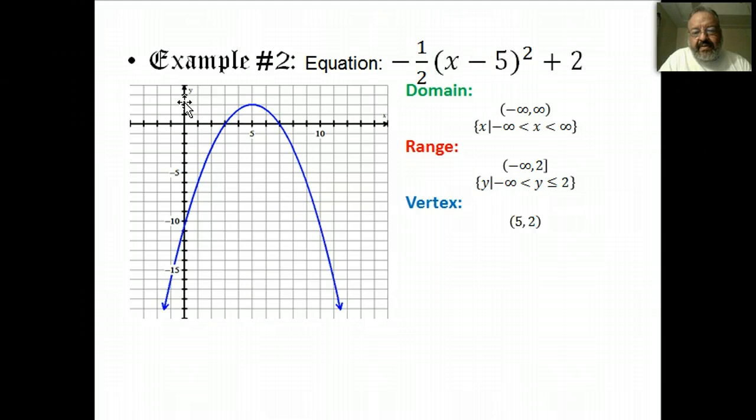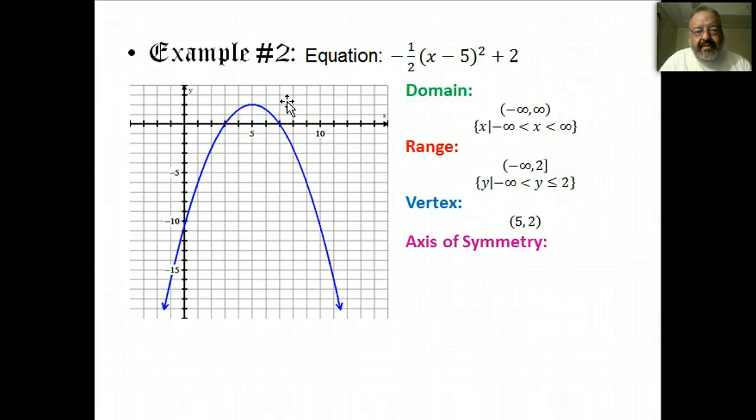The vertex, once again, is at (5, 2). So the vertex is right here. Now the axis of symmetry. Here you go, right here. It crosses the x-axis at 5, so x equals 5. Once again, this number here and this number here are going to be the same.